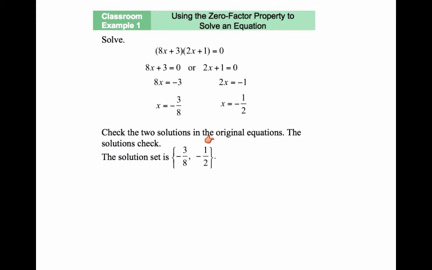So you have to check the two solutions in the original equation. The solutions check. The solution would be, you can write it as a set of the numbers, like this. So the solution would be -3/8 and -1/2. You should always check your answer.